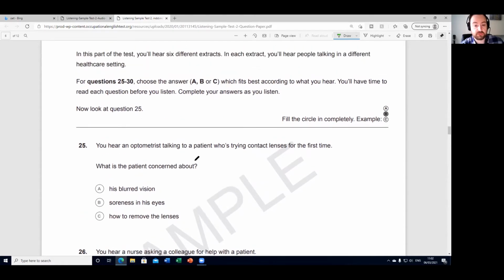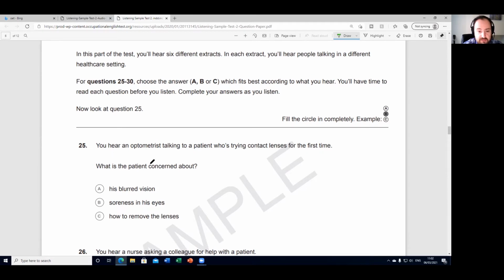So you hear an optometrist talking to a patient who's trying contact lenses for the first time. What is the patient concerned about? So just from the information in the question, can we decide if it's going to be gist or if it's going to be specific information? Well, the first thing is the patient's concerned about something, so it's probably about one thing. So I would say this is probably about specific information. It's not always possible to tell, but it's good to have an idea before you listen to the recording. Okay, so we think this is probably specific information.